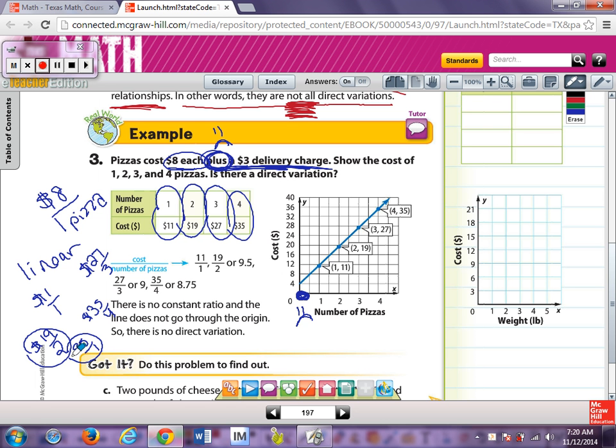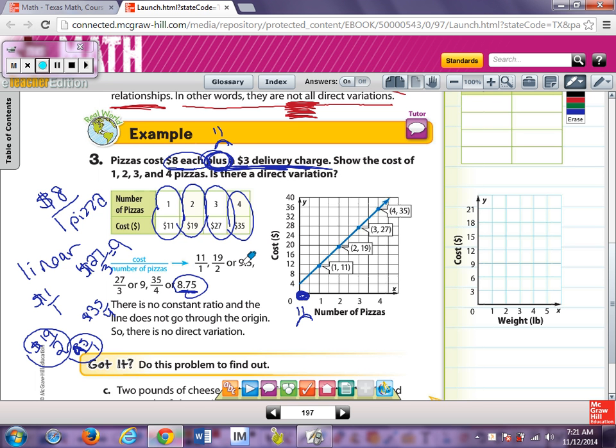Actually, that's a little off. I'm sorry, my math is totally off there. It's about $9.50. Excuse me. We'll chalk it up to me being sick. Yeah, that's what we'll say. Here, $27 for three pizzas means we're spending about $9 a pizza. And then the $35 for four pizzas means we're spending about $8.75.